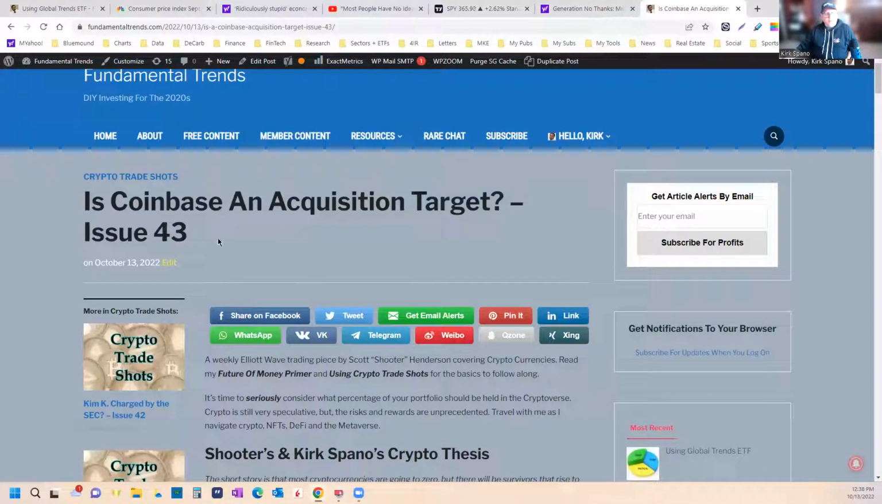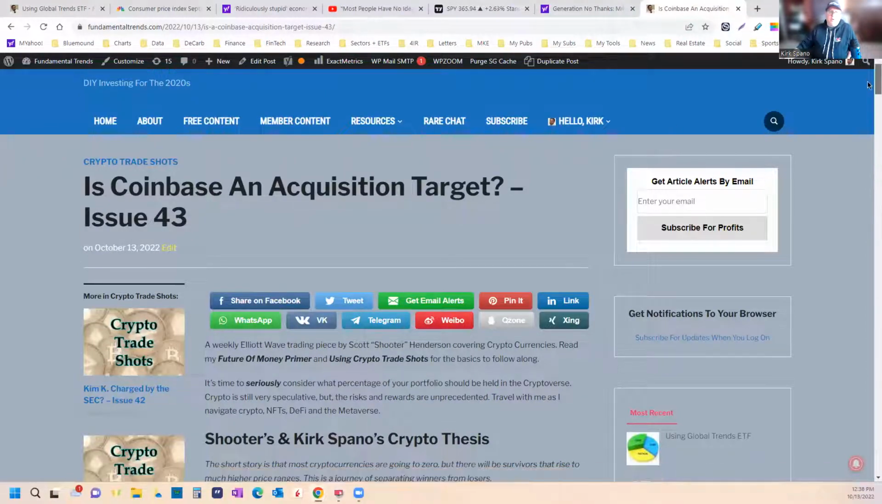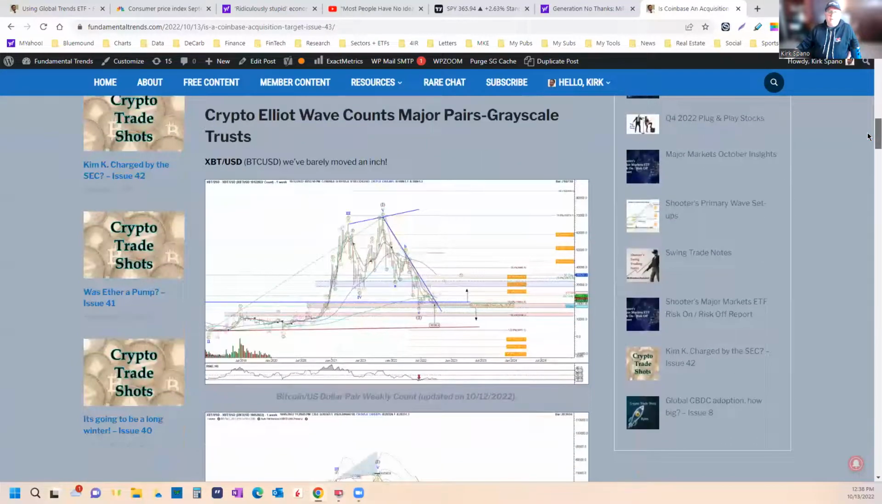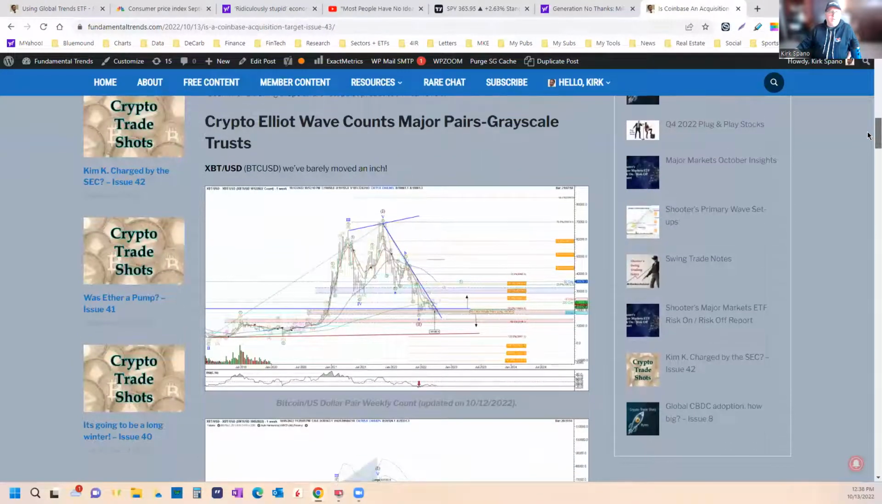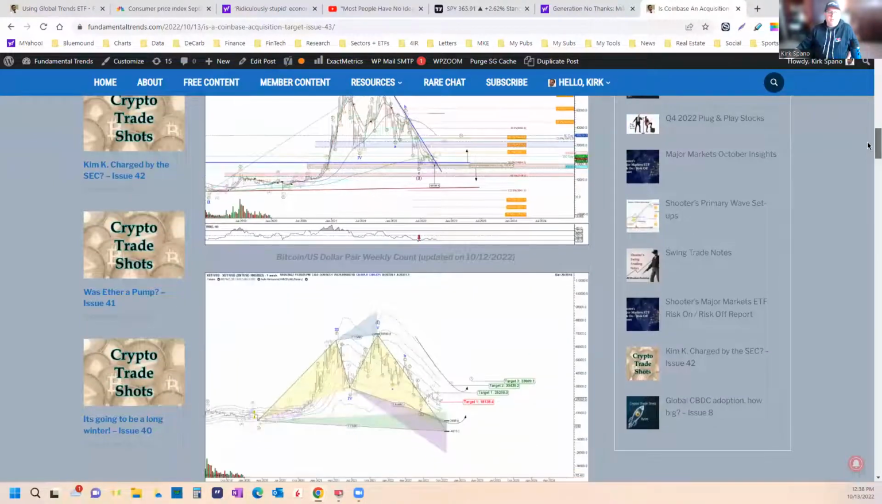So I think you should subscribe to Crypto Trade Shots because it'll help you understand what's going on in fintech, even if you don't want to do anything other than dollar cost average in the Bitcoin and Ethereum, which is what I recommend. Just dollar cost average in. You should be doing it right now.